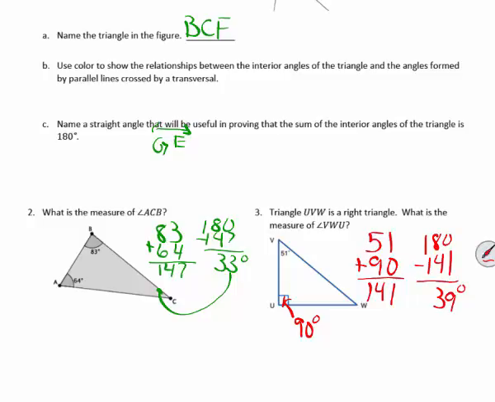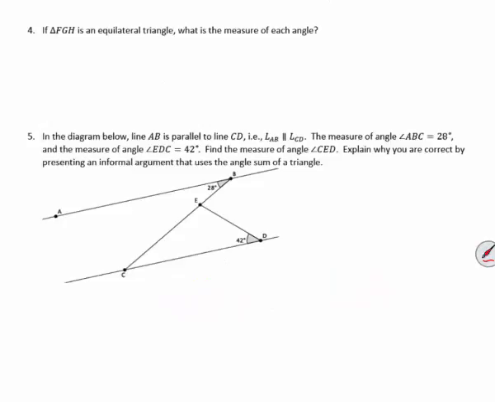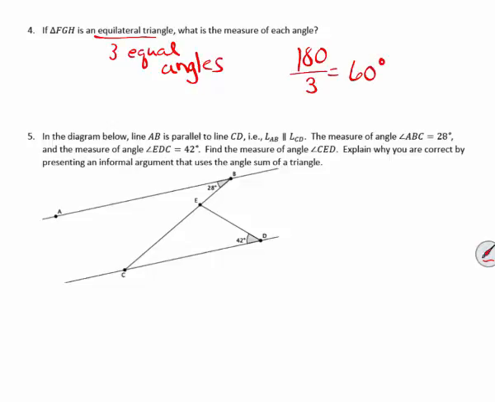All right, let's see what else we got. Pretty easy stuff, I like it. If FGH is an equilateral triangle, what is the measure of each angle? So equilateral means that we have three equal angles. So I'm going to take my 180 and divide it equally among three angles, so they're each 60 degrees.